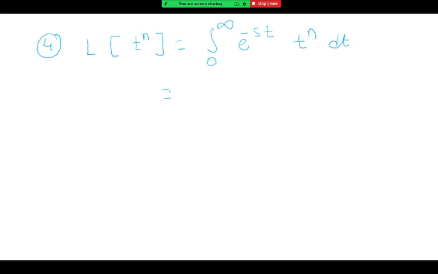So the fourth is different now. It is the Laplace of t raised to n. It is completely different, the Laplace of t raised to n, an algebraic function now. So we take the integral 0 to infinity e raised to minus st f of t, which in this case is t raised to n. Now, can you tell me how to integrate this? Quick, quick.